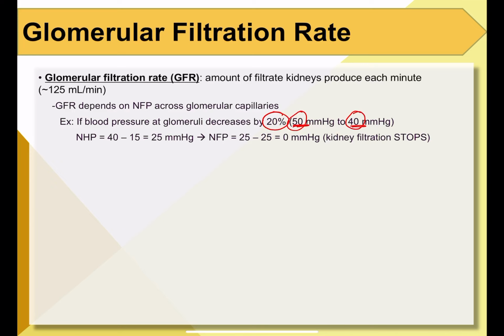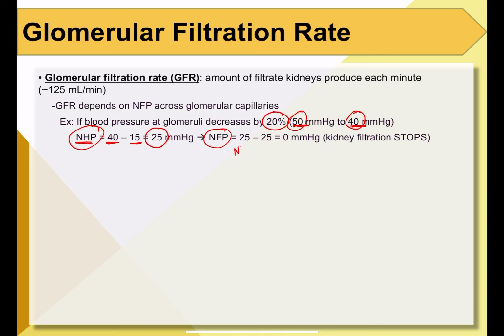Well, if we continue with our formula to calculate whether any filtration happens, remember NHP is your GHP minus your capsular hydrostatic pressure, CSHP, which then gives you 25 as your net hydrostatic pressure.